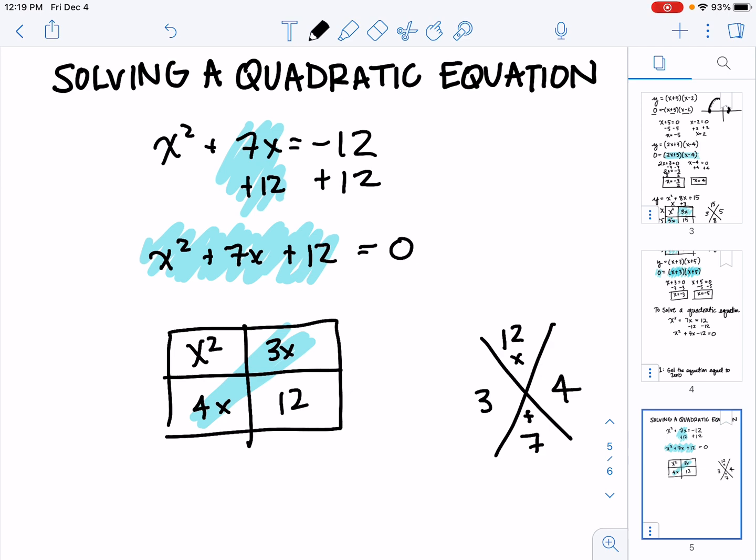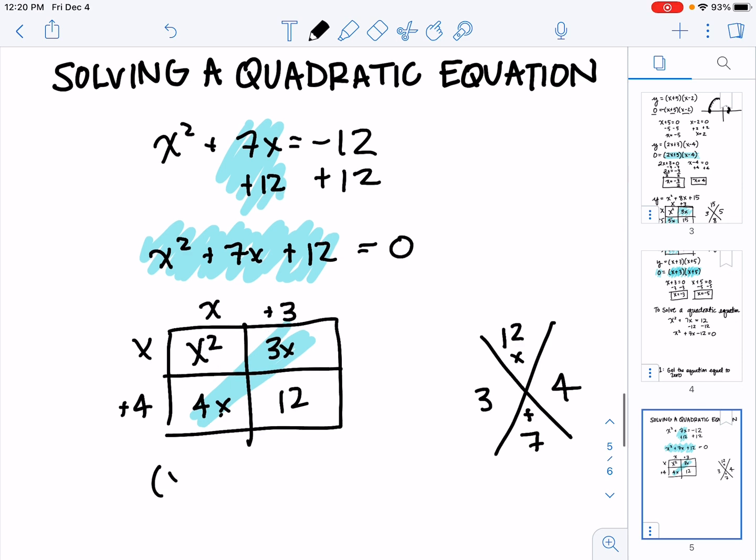Okay, so then we factor out our common factors, x and 3, x and 4. You can always check to make sure. x times x, x squared, x times 3, 3x. x times 4, 4x, and 4 times 3, 12. So it works. So then we say, we have x plus 3 times x plus 4. That's equivalent to x squared plus 7x plus 12. And so that also must be equal to 0.